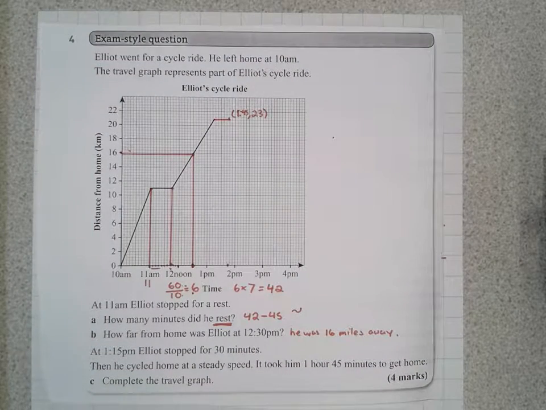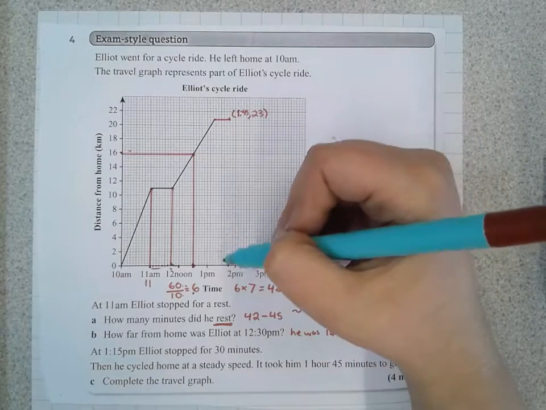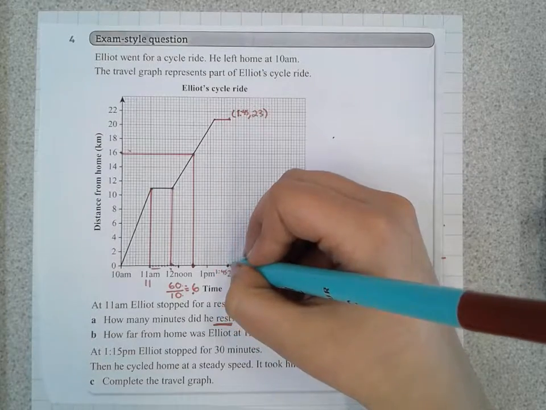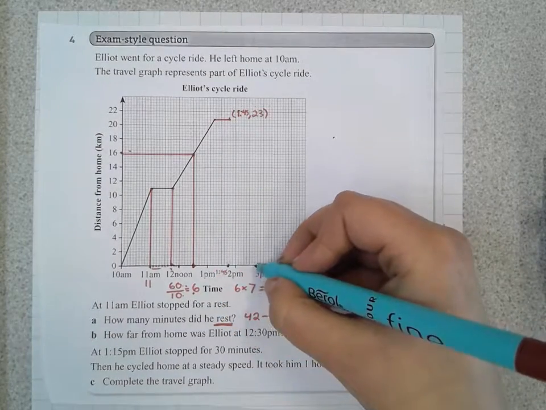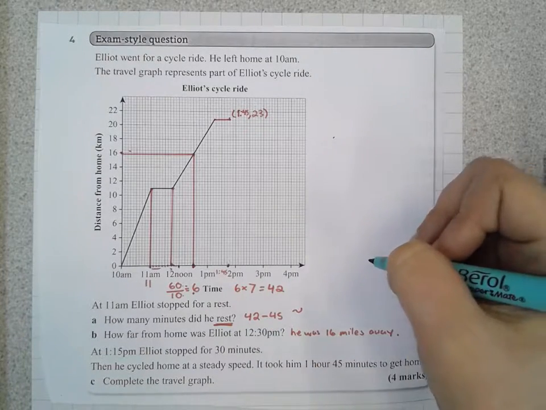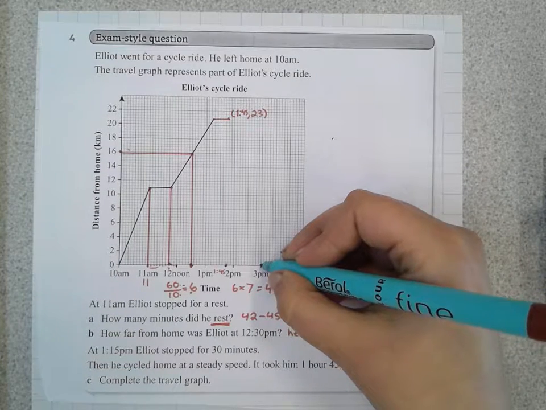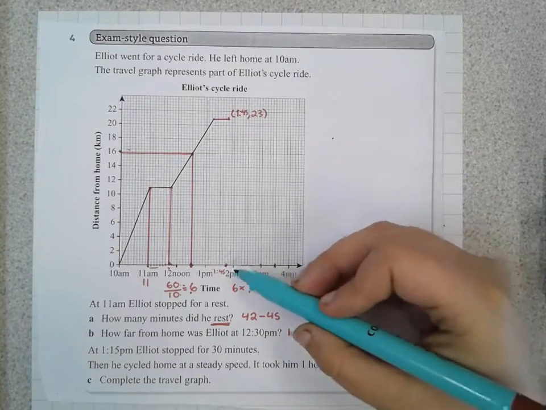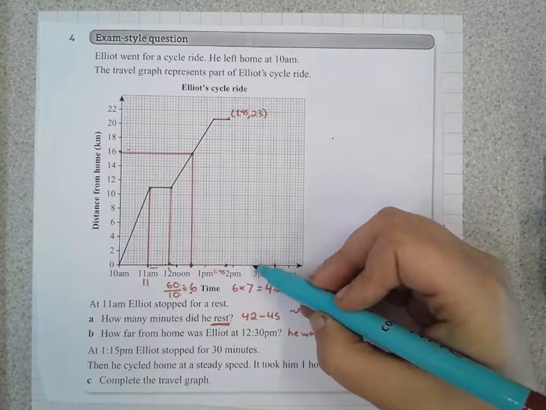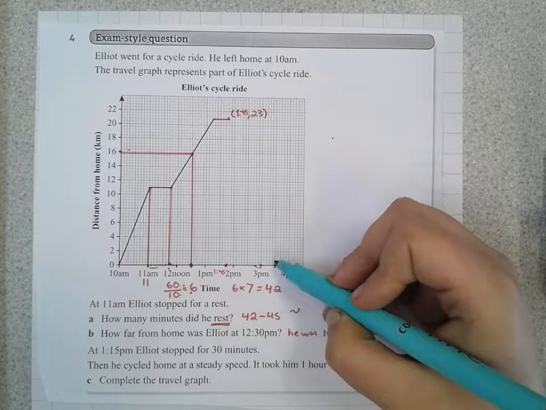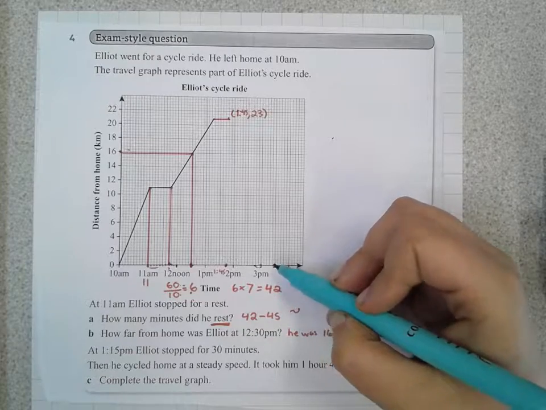Then it says it took him 1 hour and 45 minutes to get home. So this time here we discovered was 1:45. If it takes him another hour and 45 minutes, another hour is going to lead us to 2:45. And then 15 minutes after that gives us 3 o'clock. And then another 30 is going to give us 3:30. Let's just make sure I counted that up right. So 1 hour brings us from 1:45 to 2:45. And then we have 45 minutes after that. So 15 plus 30 gives us 45. There's our end goal right here.